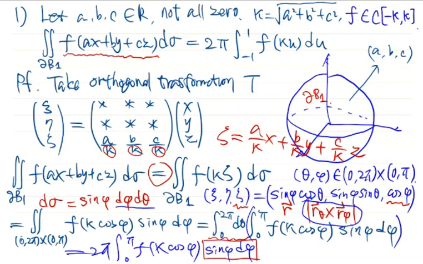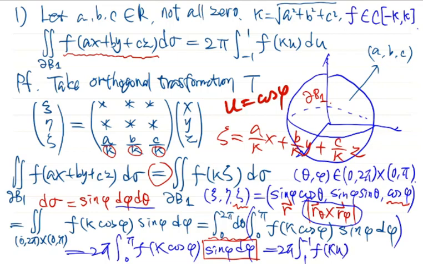So introducing a change of variable, u equal to cosine phi, this integral will become 2 pi times an integral. When phi is 0, u is 1. When phi is pi, u is minus 1. And the function is f(kappa u).